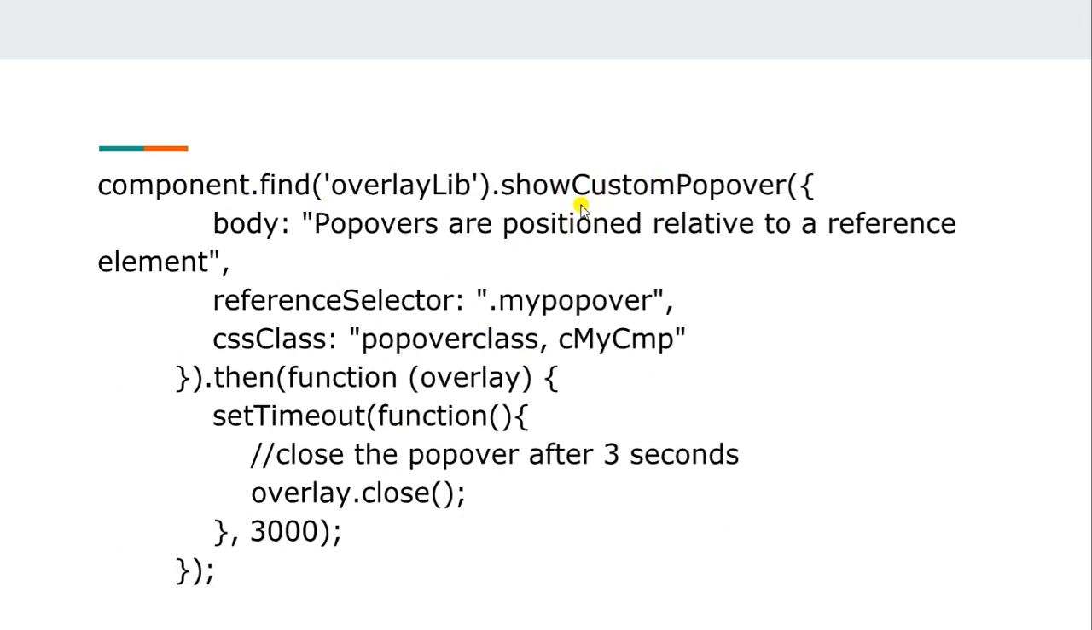Okay, this is the custom popper. When we say custom popper, that means if you wanted to show some basic information on the hover of some component, or on the click of a component, then you can go for show custom popper. You can also use body, reference selector, and we have multiple attributes. And then you can use set timeout or whatever you want to use.